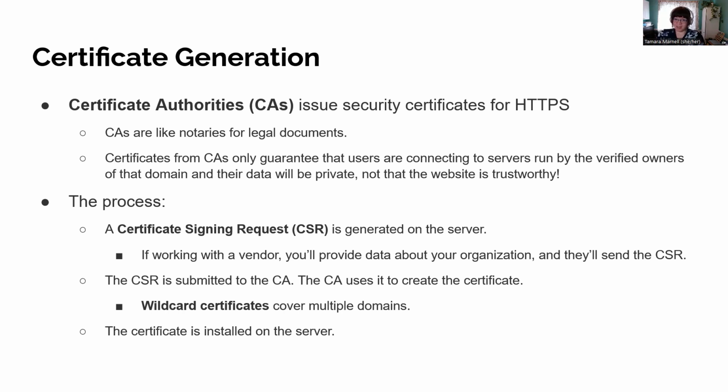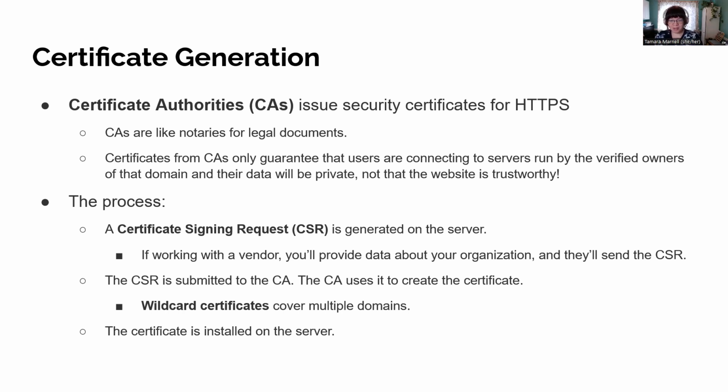So the certificate that I've been alluding to is generated by a certificate authority, or CA. And CAs are like notaries for legal documents. If you've ever had to have something notarized, like a will, you have to bring your identification with you to a notary who is approved by the state you live in. And then they will verify that you are the person you say you are by checking your identification, and any other parties present are who they say they are, and these signatures that are going on this document are real.